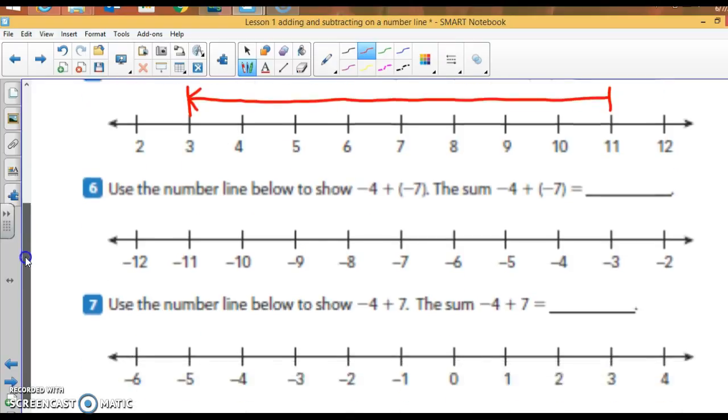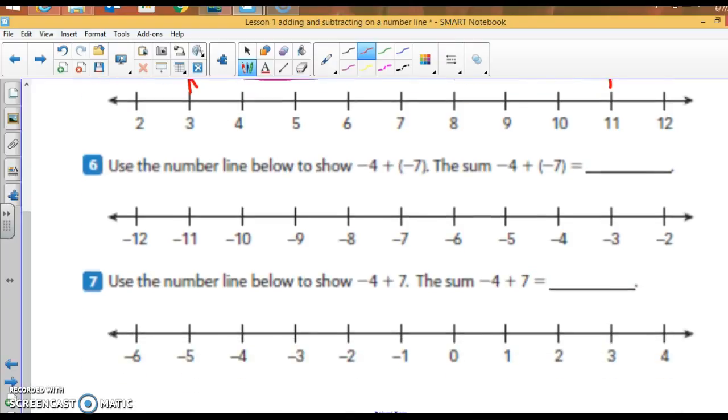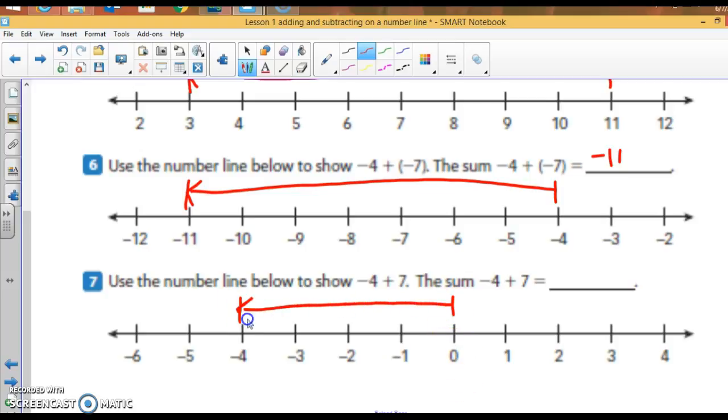Let's take a look at the next one. Negative 4 plus negative 7. So I start at negative 4. I move to the left 7, which will take me down to negative 11. Let's look at the first one again. Let's do this one by starting at 0. So if I start at 0, I go to the left to negative 4. And then I go right 7. So that's 4, 5, 6, 7. I end up at positive 3.